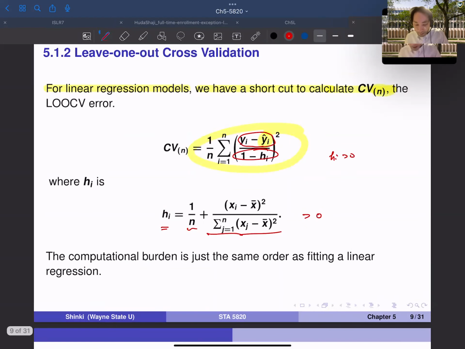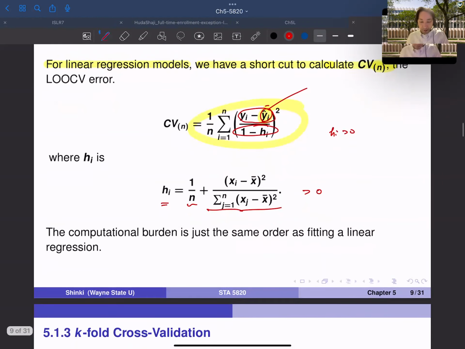the method we discussed in the previous slides, because in the previous slides, this yi hat is estimated by observations other than i. So to get one yi hat, for example y1 hat, we have to estimate the model. To get y2 hat, we have to estimate another model. But here, all yi hat are estimated by just one model. So we only have to fit the model once. So the computational burden is just the same order as fitting a linear regression.